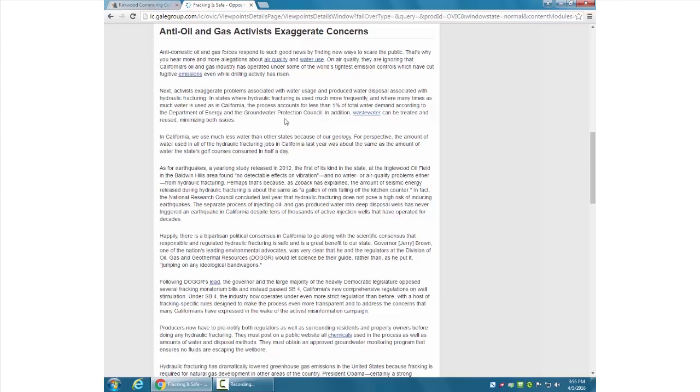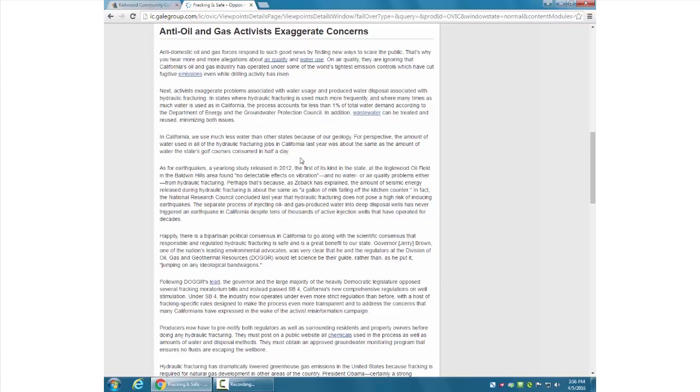Is this perhaps a false analogy? I'm not sure we have enough information to conclude, but it's something critical readers want to be on the lookout for. In addition, wastewater can be treated and reused, minimizing both issues. In California, we use much less water than other states because of our geology. So again, we get a little bit of context and audience.